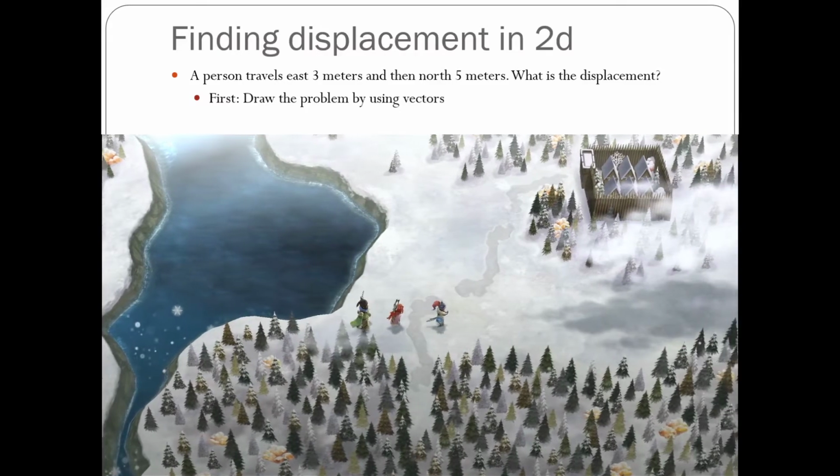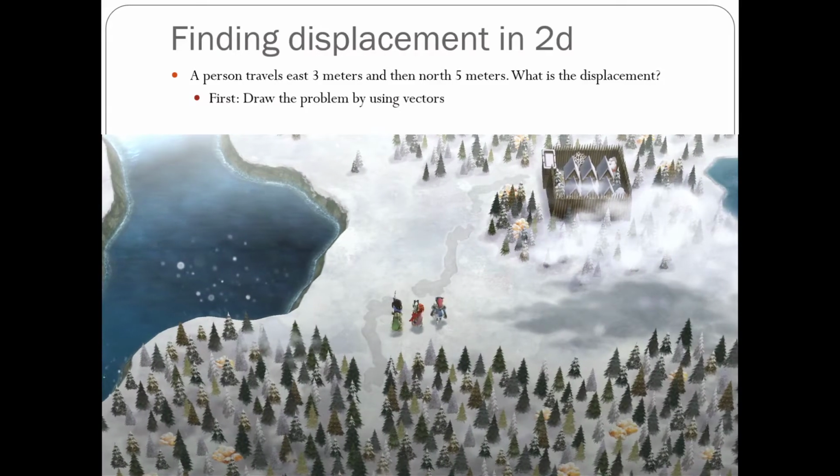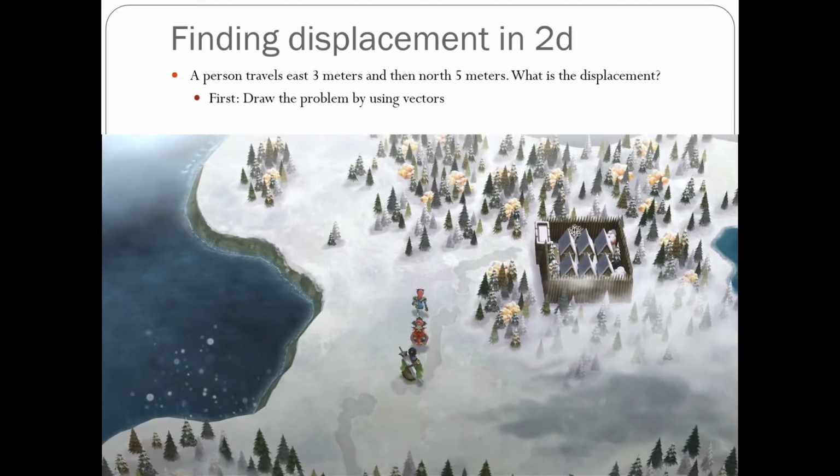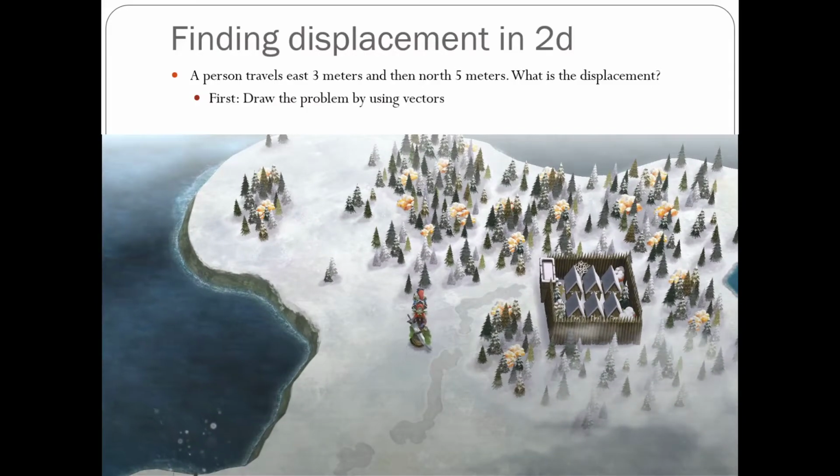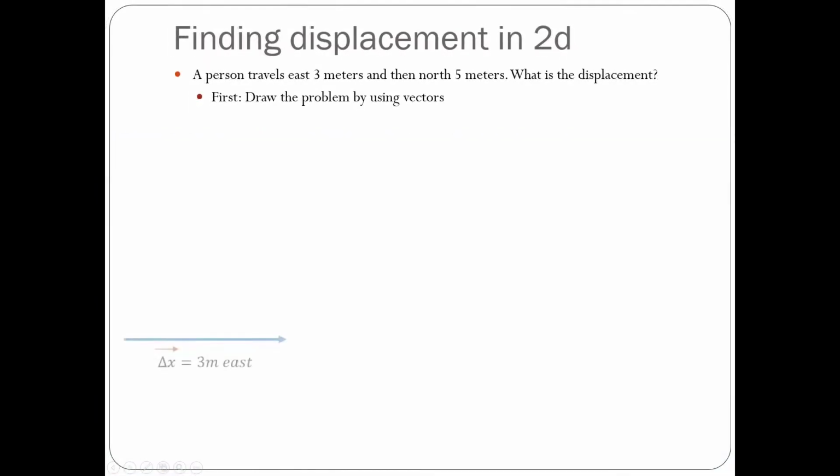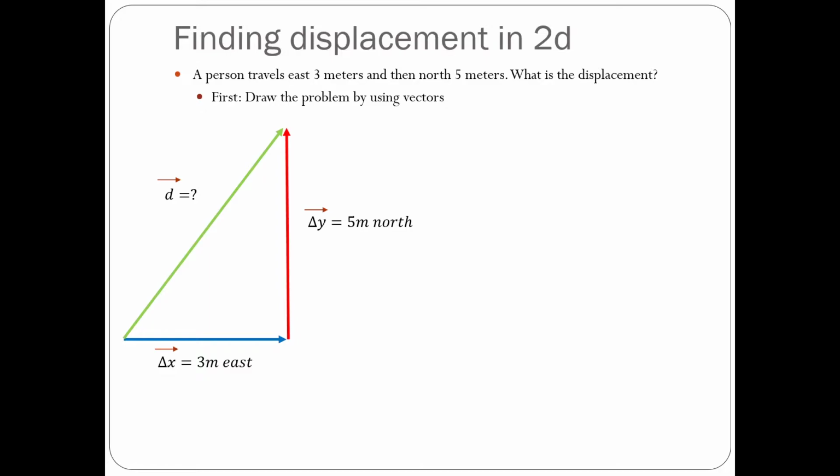A person travels east 3 meters and then north 5 meters. What is the displacement? Let's draw a vector for each displacement. We'll draw a vector to the right for 3 meters east. We'll draw a vector up for 5 meters north. Notice these vectors are connected as it represents the person's path. The hypotenuse is the displacement, which if you look at it visually, it is the line representing how far the person is from the starting point.